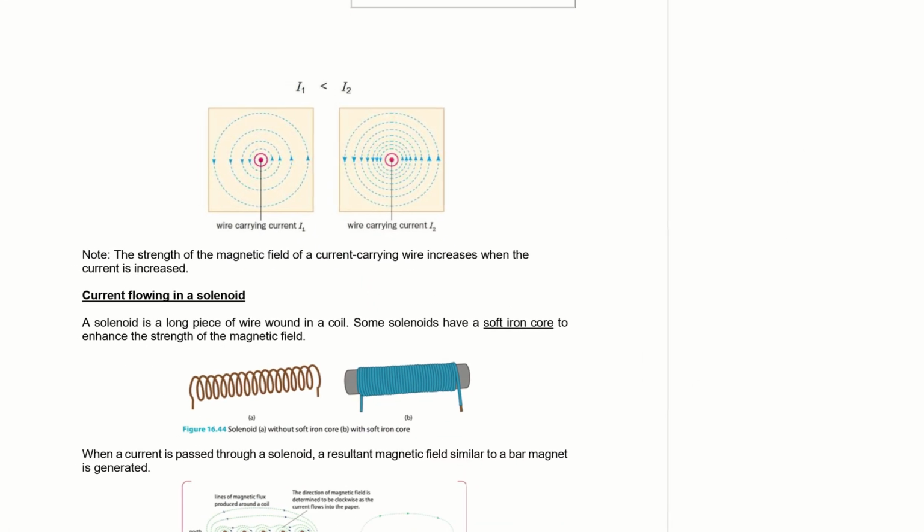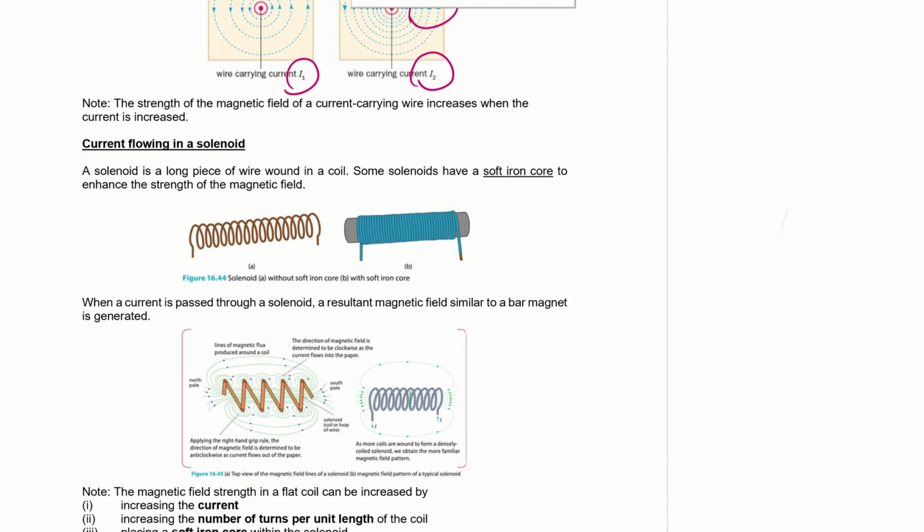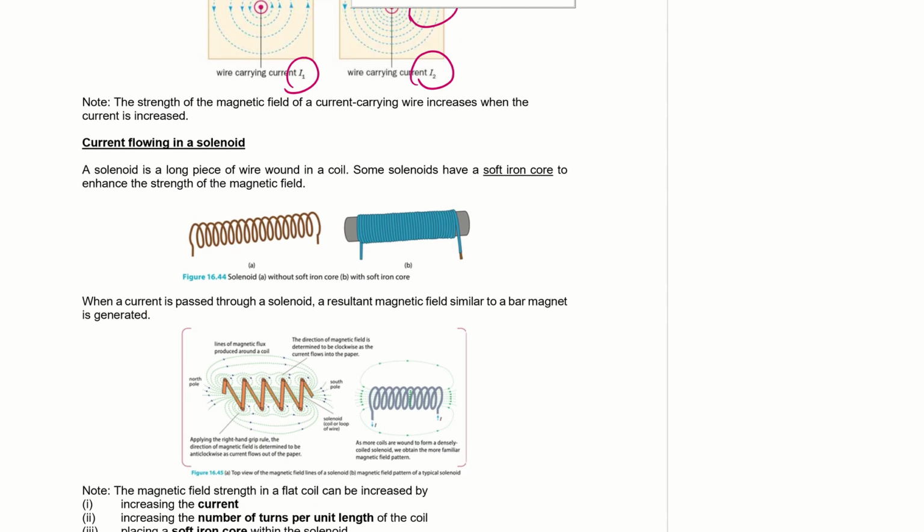This next diagram shows that when I have a stronger current, I2, the magnitude of the current is larger, it will produce a greater concentration of the magnetic field lines. Just to try out your right hand grip rule, your thumb should be pointing out from the page, out from the screen, and then you'll find that your fingers are pointing in the anti-clockwise direction as shown by all these arrows here. Now we go back a little bit to the current flowing in a solenoid.